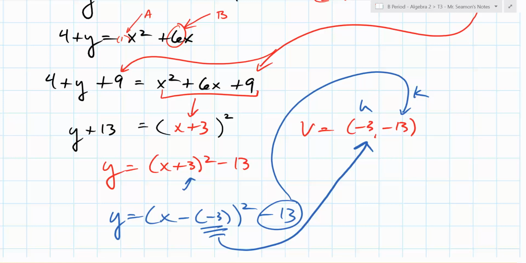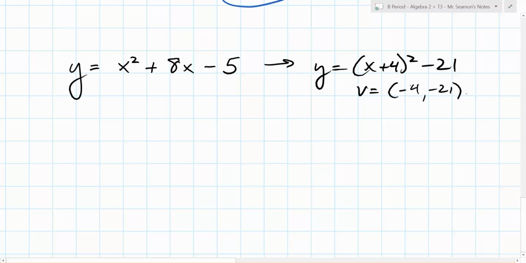Yes. Go. Would it be wrong if I wrote on the test negative 4, negative 21? Yes. Okay.